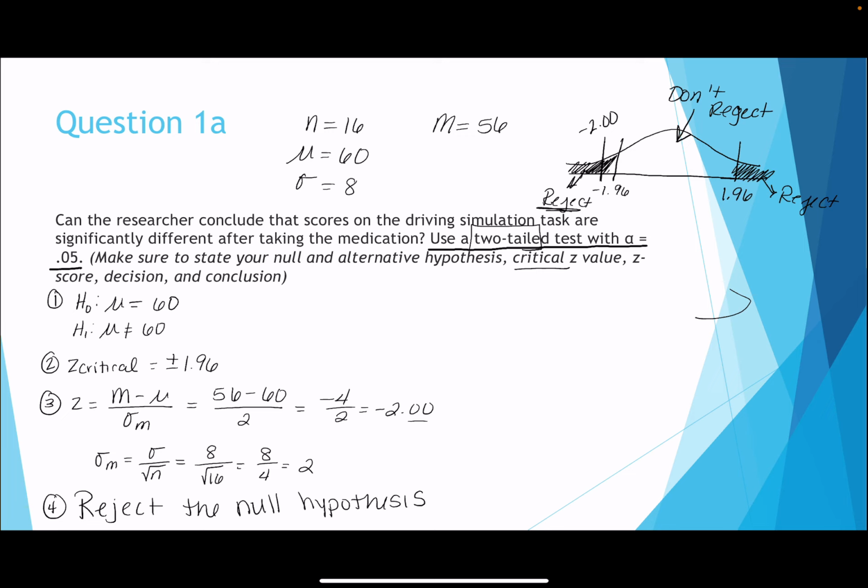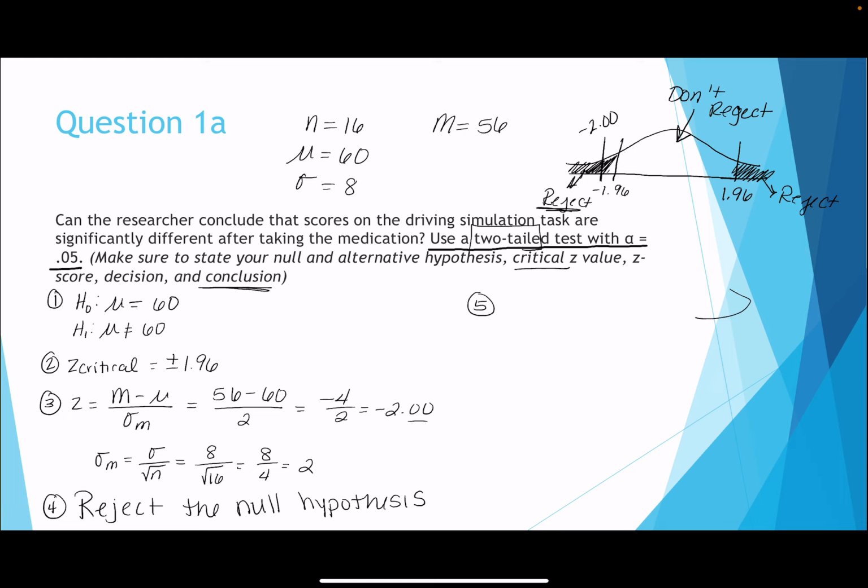Now, there's a next step that says write the conclusion. So when we write this conclusion, what does it mean to say that you're going to reject the null hypothesis? What this means is that there is significant evidence to show that this over-the-counter medication has an effect on mental alertness at least at a 0.05 alpha level. I'm not going to write the whole thing out, I'm just going to tell you what it is.